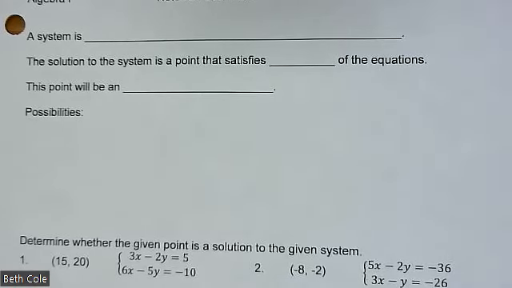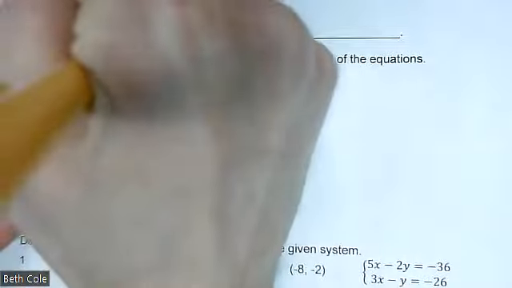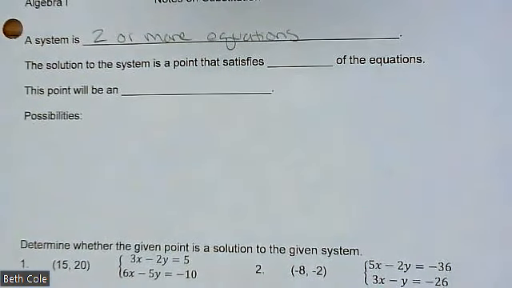So in this unit, we're going to start looking at what are called systems. A system is two or more equations. So instead of just one equation, you're going to have two or more, but we're going to just do two. Like in theory, you could have 17 of them, but we're going to just do two. Does this make sense? Okay. So instead of just one graph, you're now going to have two.